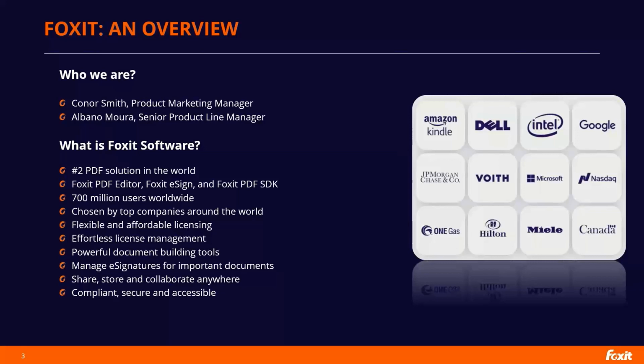So who are we? My name is Connor, as mentioned. I work in product marketing. Albano Mora is the Senior Product Line Manager at Foxit. Who are Foxit? We are the second largest PDF solution company globally. Our three main products are Foxit PDF Editor, Foxit eSign, and Foxit PDF SDK. We have over 700 million users worldwide and work with some of the biggest companies, some of which you can see on the right side of the screen now. We also have a variety of licensing options depending on your needs to get your applications to market faster.